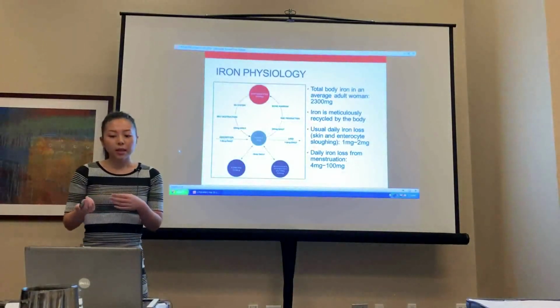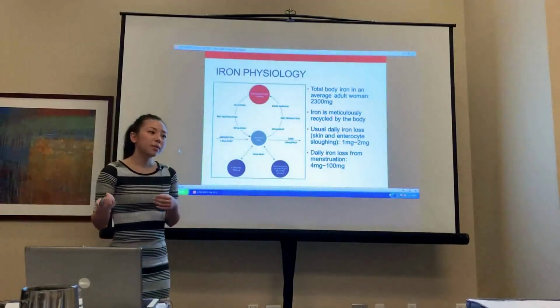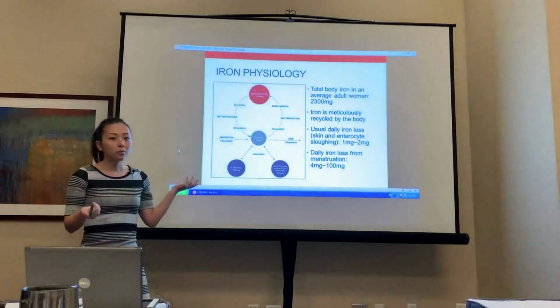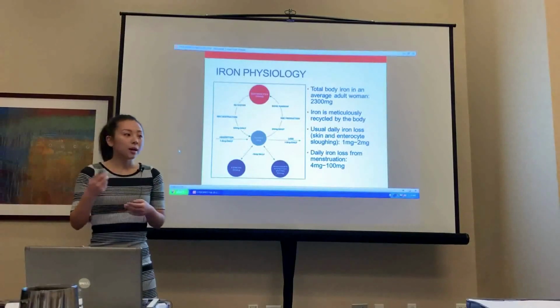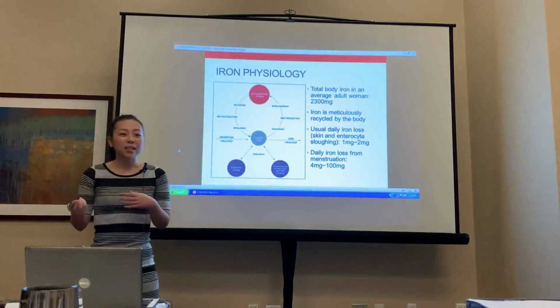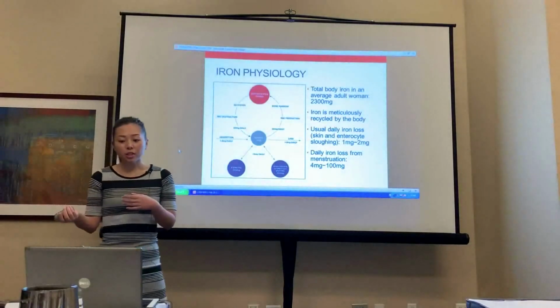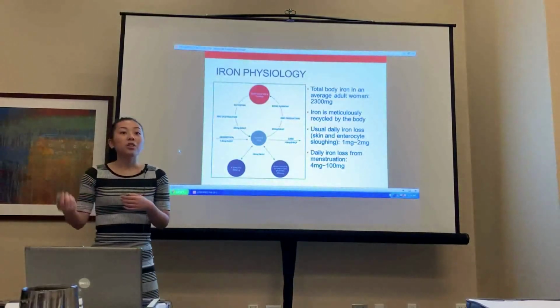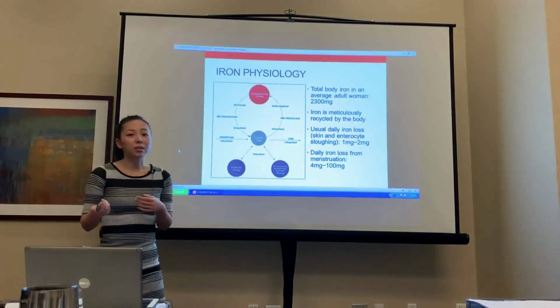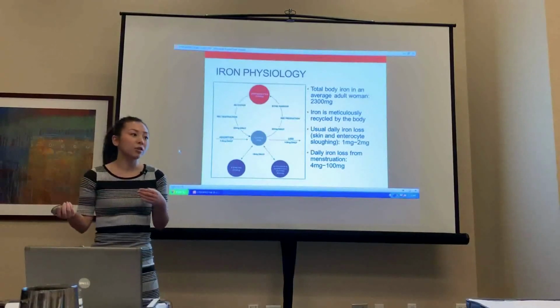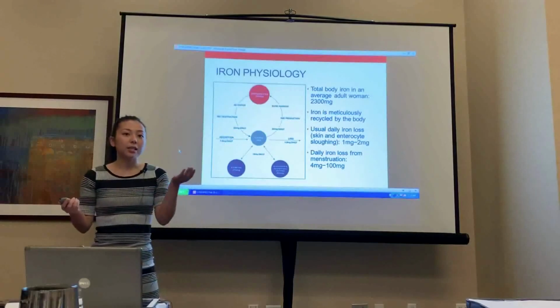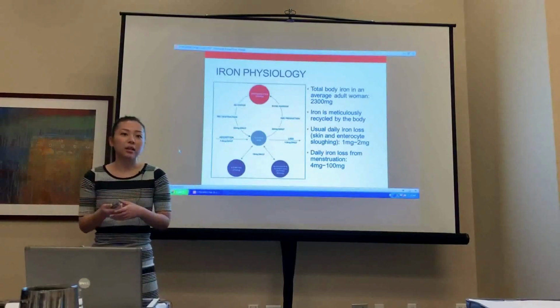So usually, because we're only losing 1 to 2 milligrams of iron, we're only really absorbing 1 to 2 milligrams of iron from our dietary intake. But sometimes there are things that set off that balance. For example, with menstruation, we can lose up to 100 milligrams of iron in a single day. So that's a huge difference. And it's when these imbalances are not offset by an increase in absorption that iron deficiency can happen.